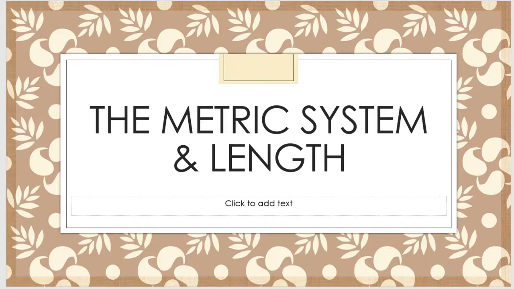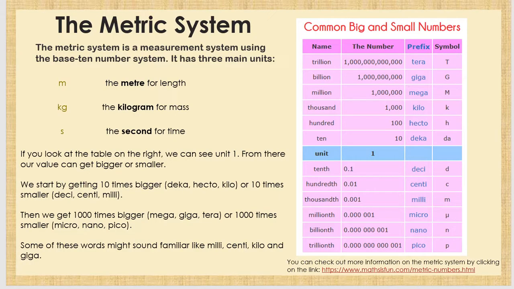Okay, let's have a look at the metric system and how it works, and also looking at length. So the metric system is a measurement system using the base 10 number system. How we put numbers in our place value, a place value chart, it's a similar thing. And it has three main units: meter for length, kilogram for mass, and seconds for time. Now we're focusing on length, so we'll be focusing on meters.